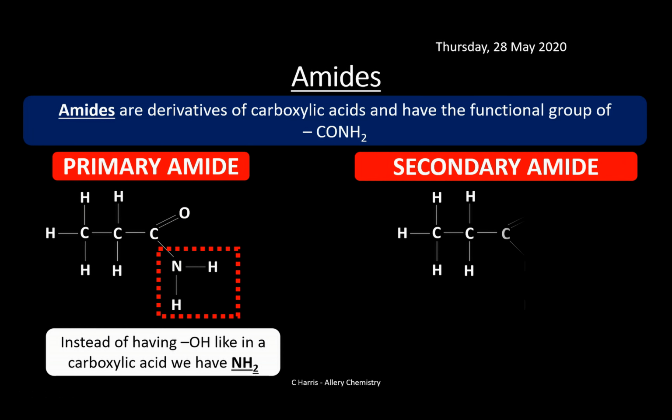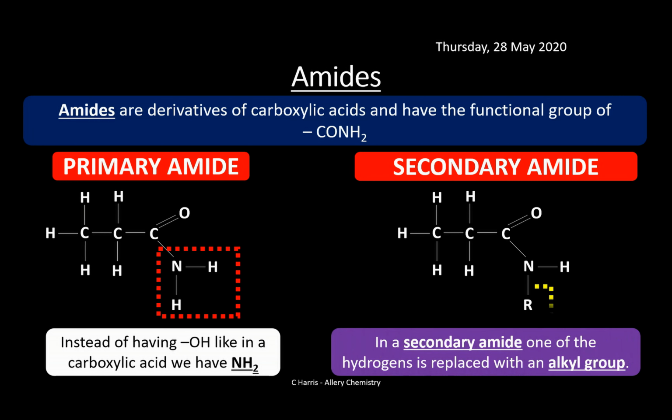We can also have secondary amides as well, and secondary amides are very similar to amines, except one of the hydrogens has been substituted for an alkyl group. So that's why we call it a secondary amide. So you can see there, primary amide, secondary amide. You need to be able to draw these compounds here, and you need to be able to know the main difference between the two. Very similar to a carboxylic acid, except they have an NH group instead.